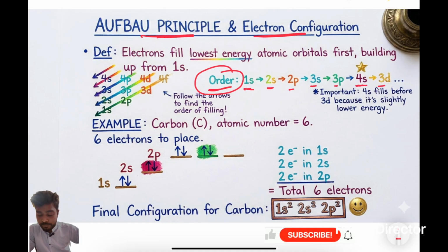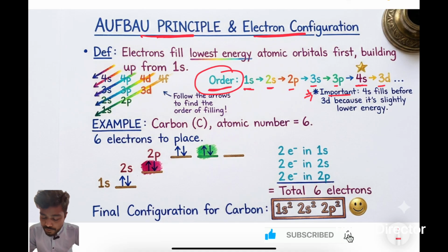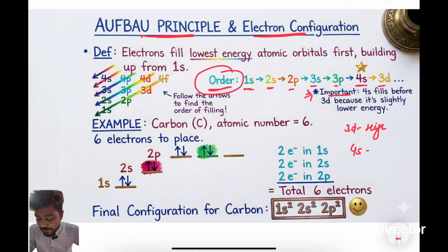So, an important point you can see here. Okay, 4s comes before 3d because it is of slightly lower energy. So that is why 4s. 3d is your higher energy level, and your 4s is your lower energy. Energy levels are identified this way, because the 3d orbitals are of higher energy, and 4s is your lower energy level in comparison to 3d.